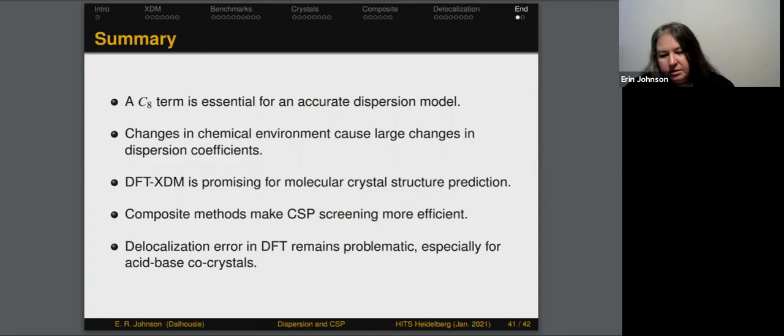And finally, despite some impressive successes for dispersion-corrected DFT for molecular crystals, delocalization error remains problematic, and one must take care not to apply DFT to systems where delocalization error is very significant, or if you do apply DFT to these systems, to pick an appropriate functional. The dramatic example here is for acid-base co-crystals, where the functional can give a very large range of results for salt versus co-crystal.